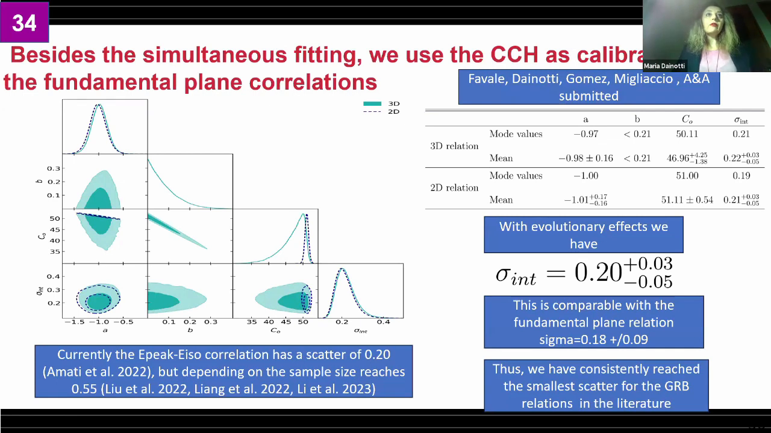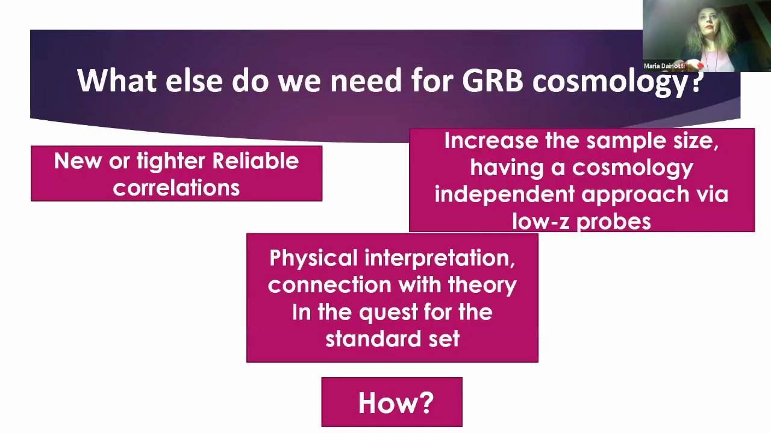Therefore, if we consider a small sample up to the redshift of the cosmic chronometers, we still have a small scatter of the relationship, and we can extend this also to high redshift, and this is something that we are planning to do.